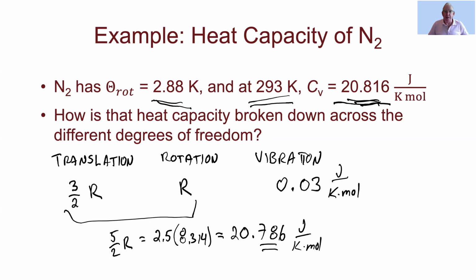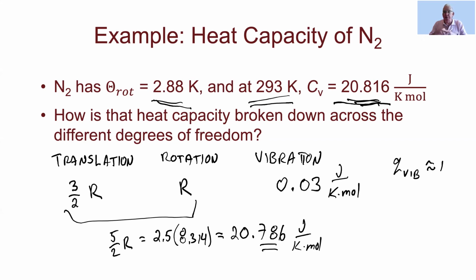That says that my vibrational partition function, my Q vibe, has to be very close to 1. Right? Nearly all of my molecules are in the lowest vibrational state. That should make sense. Nitrogen has a triple bond after all, right? The bond is quite strong, so it's going to take a lot of energy to stretch that bond. Vibrational frequency is going to be quite high. My vibrational theta, if I look that up, is going to be much larger than my 293 Kelvin temperature, right? So my vibration is hardly at all contributing to the heat capacity at this temperature.